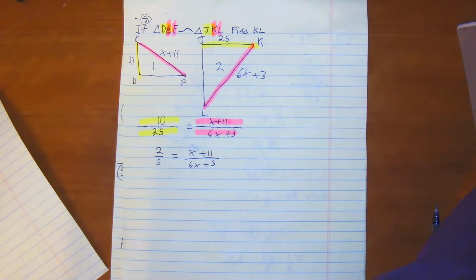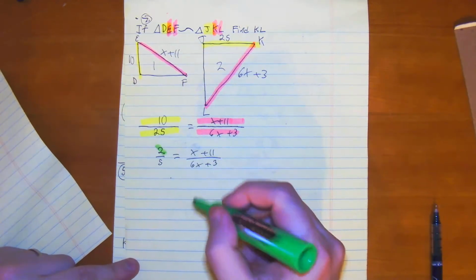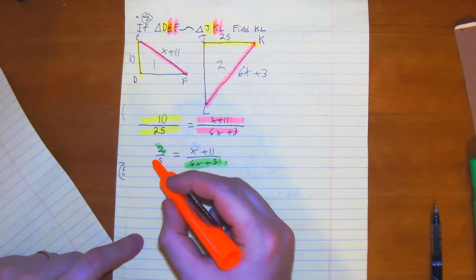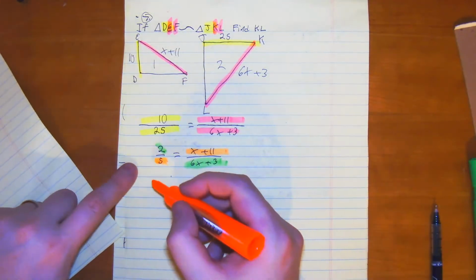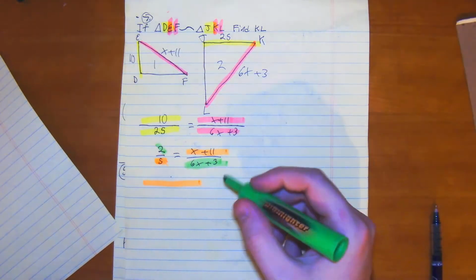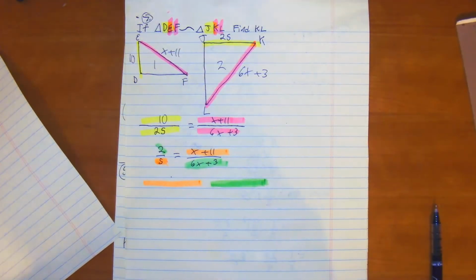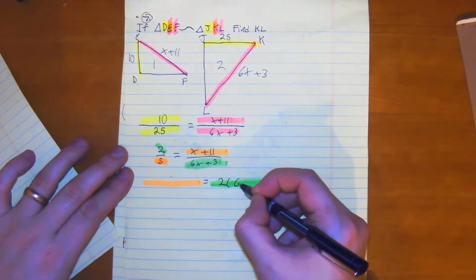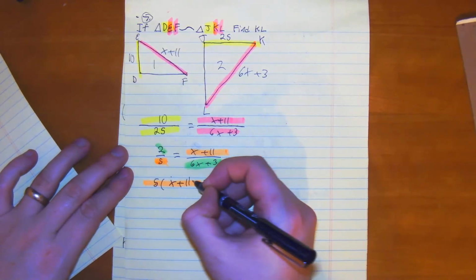From here, we're going to cross multiply. So we have 2 by 6X plus 3, and 5 by X plus 11. It doesn't really matter for our outcome where you put the orange and the green cross products, I'm just going to do it at random, based off the order of operations. So we have 2 times the quantity of 6X plus 3, and 5 times the quantity of X plus 11.